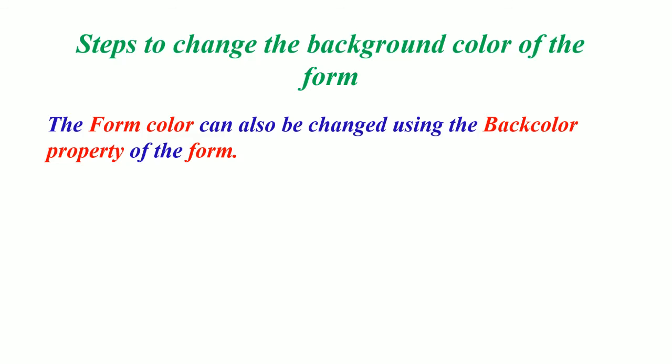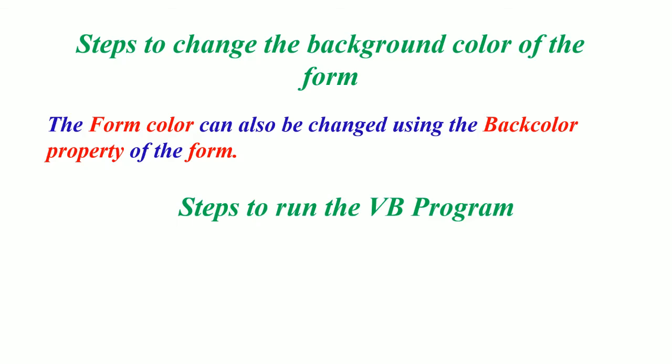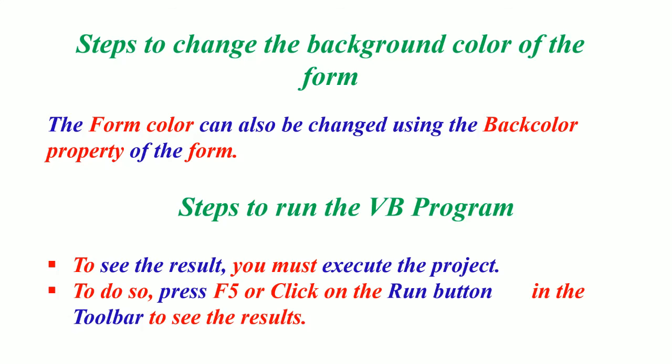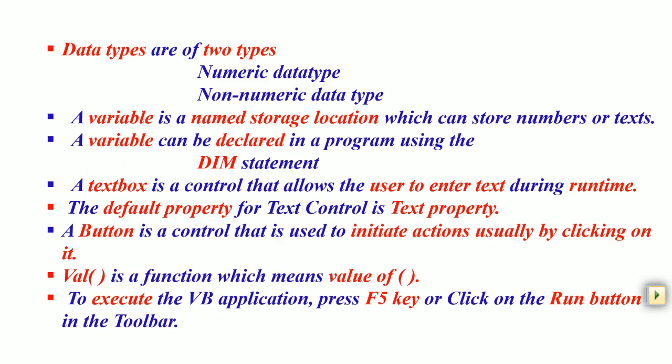So how to change the background color? I already explained in the previous chapter. Select the form property. In the form property, you just change the back color. How will you run the VB program? Using the F5 key or the execute button. The run button, you just use it to execute the program.